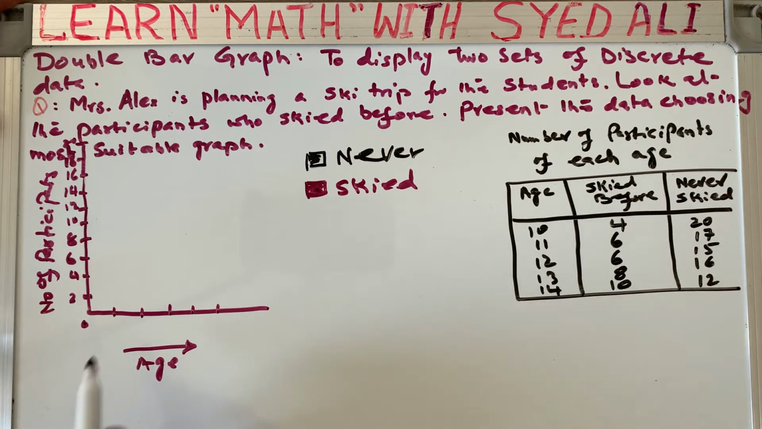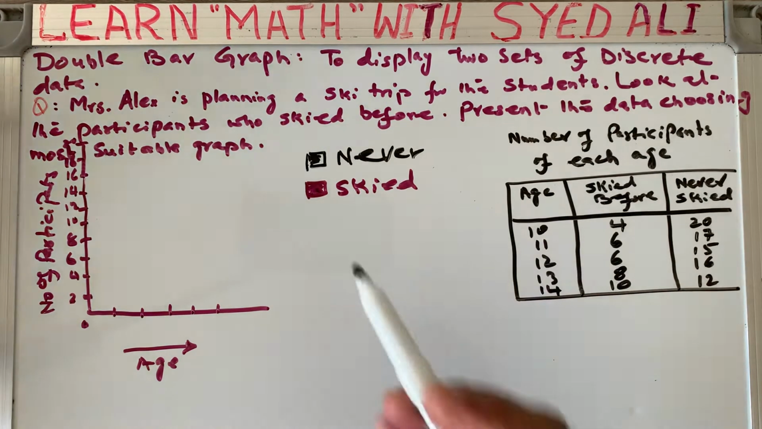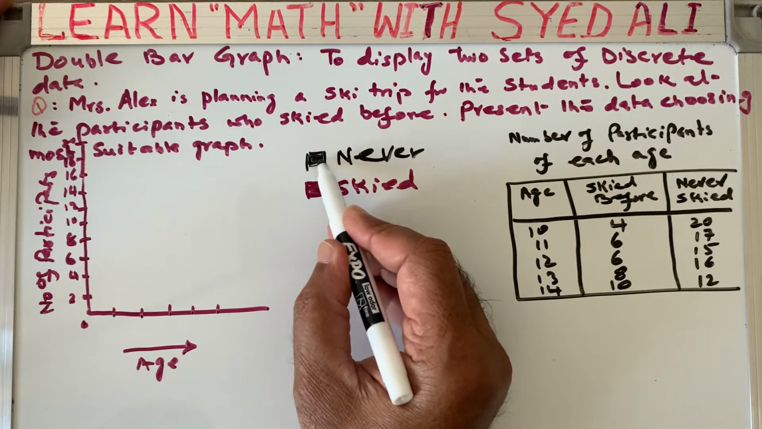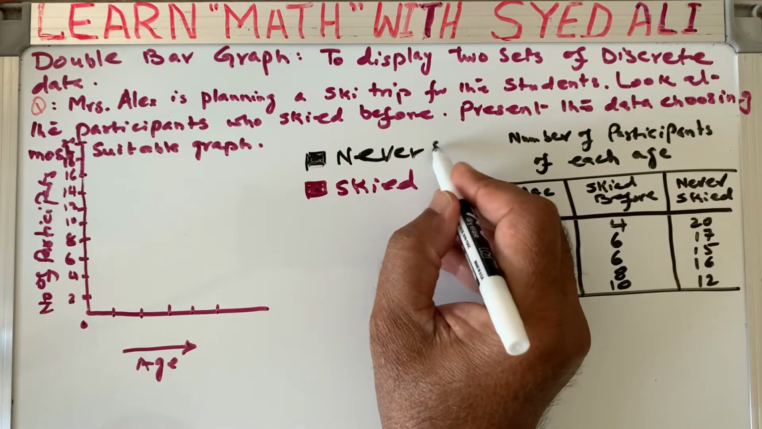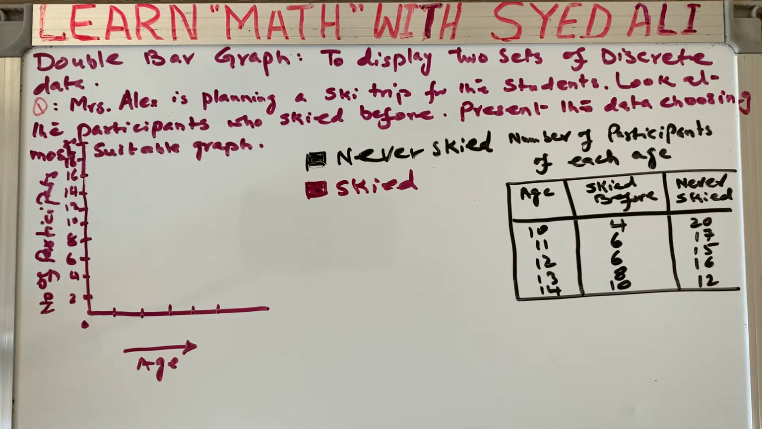So I will make a double bar graph here to display this data, and I will color black for the students who never skied, and purple for the students who skied before. So never skied and before skied, right? I will put down here never skied. Now we have to plot the data, and we chose the double bar graph because its definition is to display two sets of discrete data.